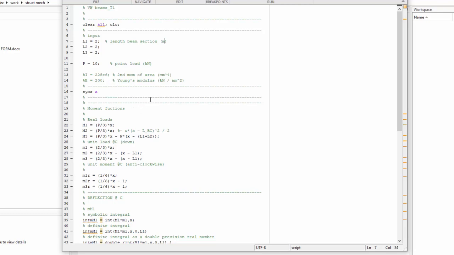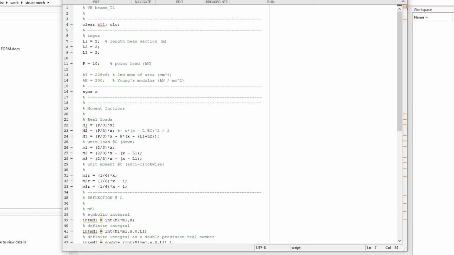Now, the first thing to do to invoke using the symbolic mathematics toolbox in MATLAB is declare which variable is going to be the symbolic variable. So for us, we're interested in the distance along the beam X. Okay, and then what I need to do, and you need to do this away from the computer screen, is write down your bending moment functions as you go along the beam.